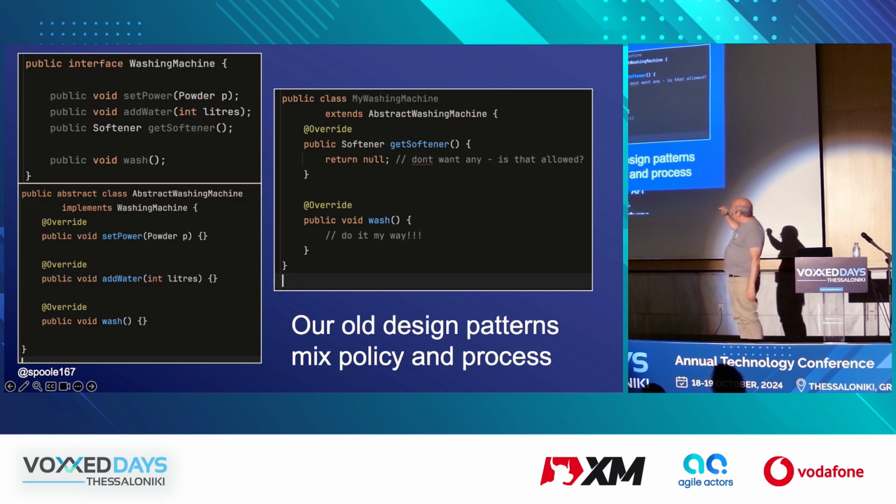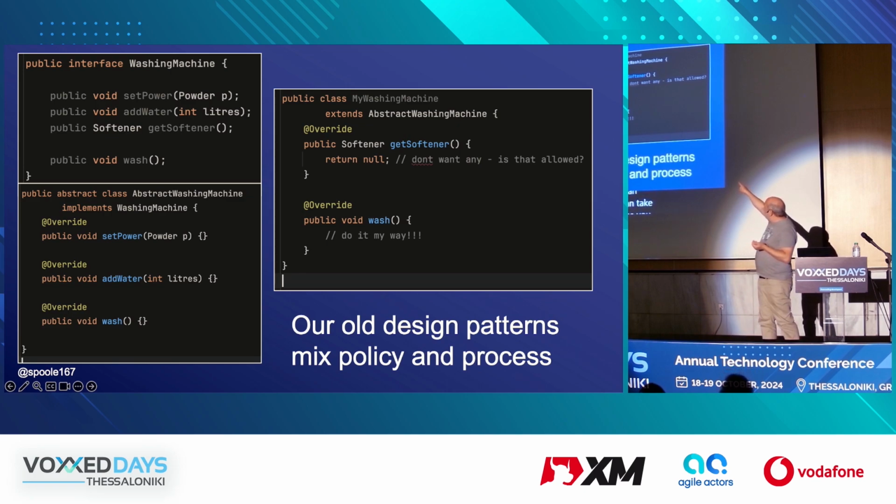But unless you've been clever and made the wash method final, your end user can override that. Your end user can take control of your classes because you allow them to do that. All right? And the relationship between the method you're asking to fill in, the get softener one and everything, and the behavior of the abstract washing machine is not very well defined.